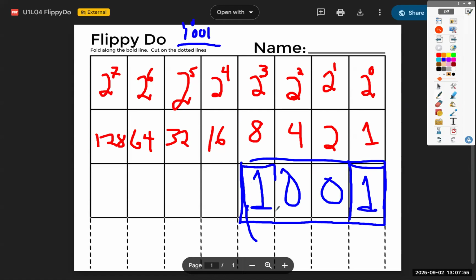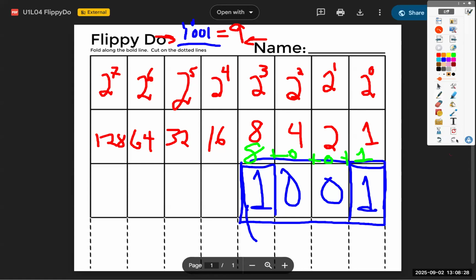Okay, so every place you have a 1, you add together all the numbers of that place value. So I have a 1 here, which means I get 8. I have a 0 here, which means I get 0 for here. I have a 0 in the 2's column, and I have a 1 in the 1's column. 8 plus 0 plus 0 plus 1 is 9. And I can pick better colors or write neater. Okay, so in decimal, this is how you write 9. In binary, this is how you write 9.